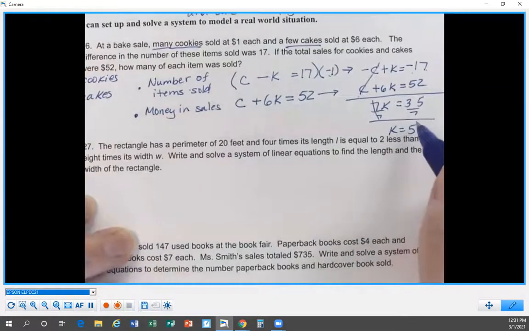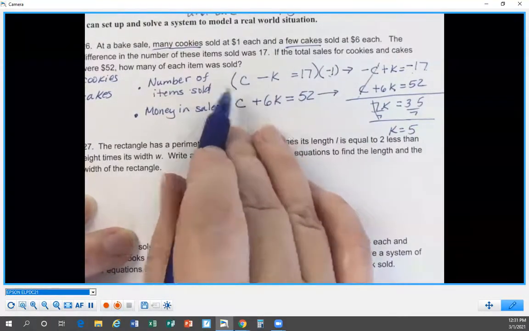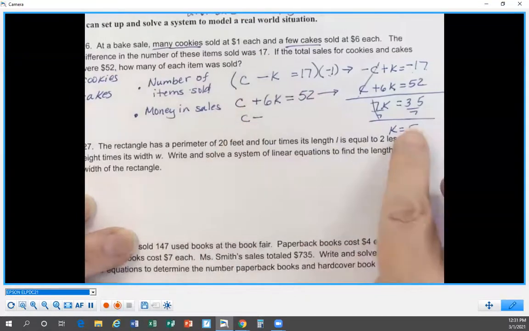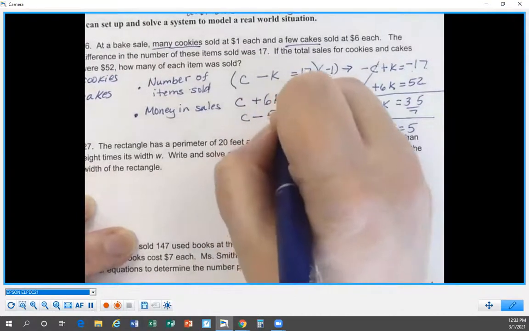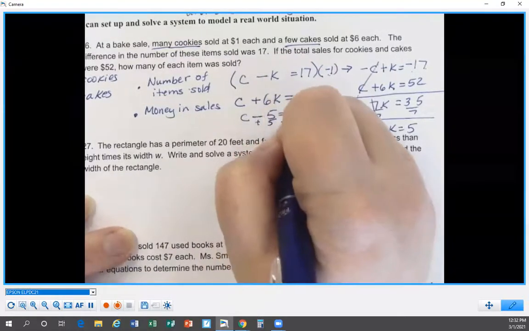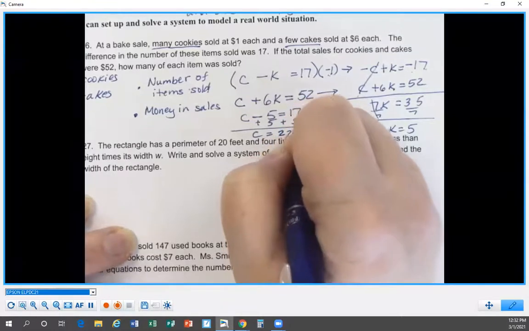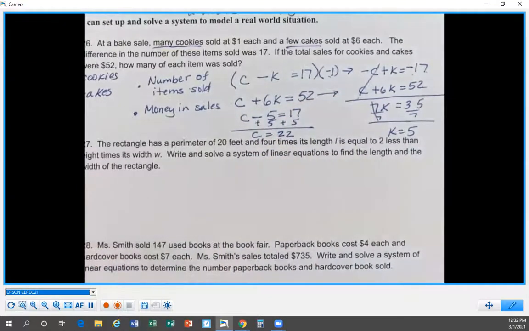And then I can plug that into either one of these equations to solve for the number of cookies. So this was cookies minus cakes, which is 5, equals 17. Add 5 to each side to get cookies equals 22. So 22 cookies were sold and 5 cakes were sold.